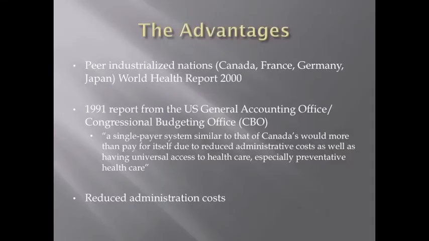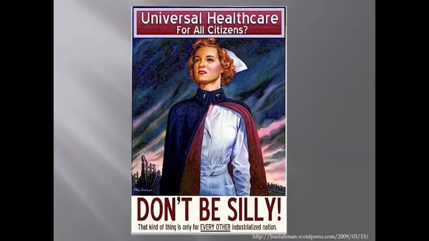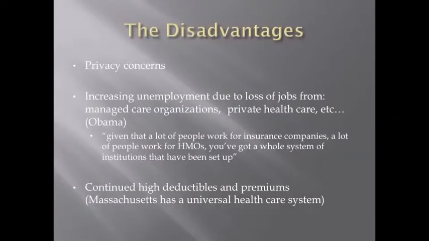A 1991 report by the U.S. General Accounting Office, in conjunction with the Congressional Budget Office, found that a single-payer system, similar to that of Canada's, would more than pay for itself due to reduced administrative costs as well as having universal access to healthcare, especially preventative healthcare. However, there are disadvantages as well.